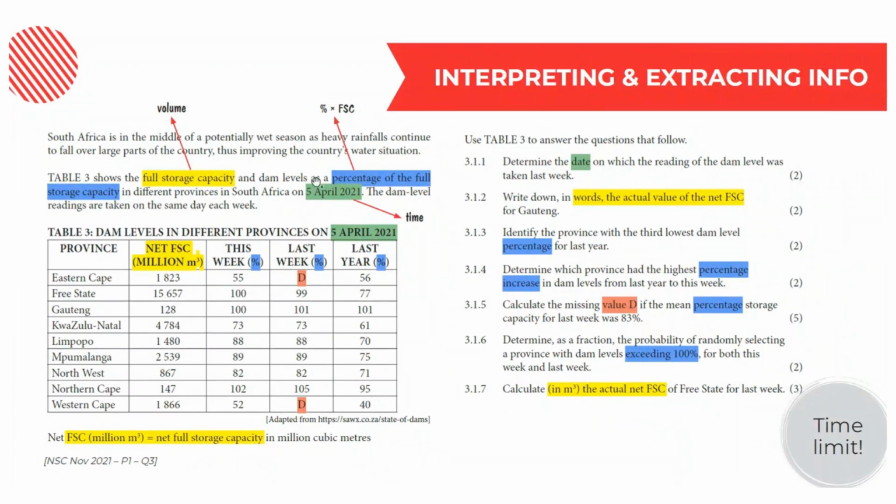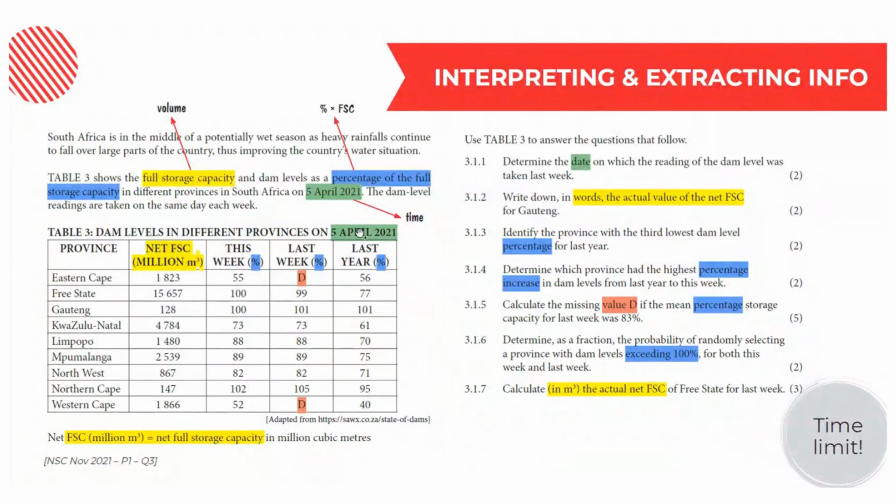Then they talk about percentage of the full storage capacity. So let's label everything in percentages blue. I can do that in my table, so I know that those columns are all based on percentages. And then I keep reading and I see 5th of April 2021. Well, why are they giving us that? There's a reason for it. That's a date, so it's got to do with time. And I highlight it again.